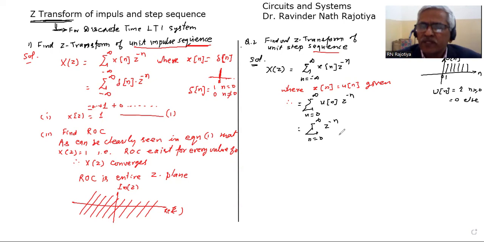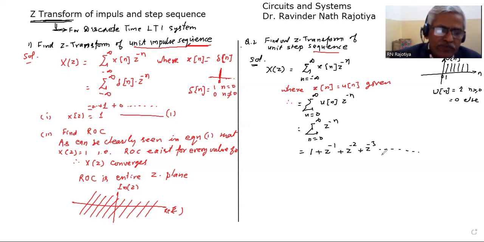Now put all these values there. When n is equal to 0, you get z power of 0, which is 1, plus z power of minus 1, plus z power of minus 2, plus z power of minus 3, and it goes this way. So what does this mean? It can be clearly seen that this is a GP, a geometric progression, and we know the formula for the geometric progression.